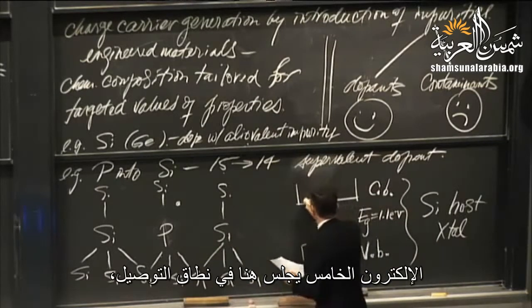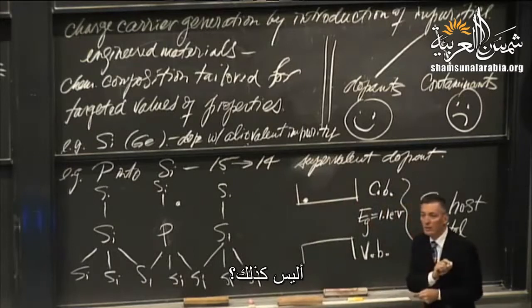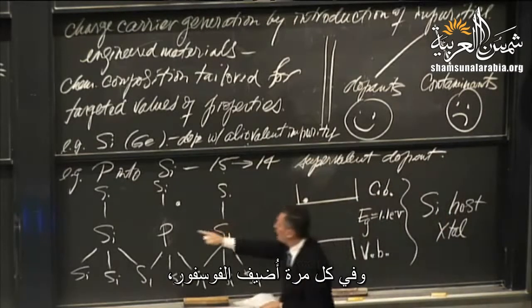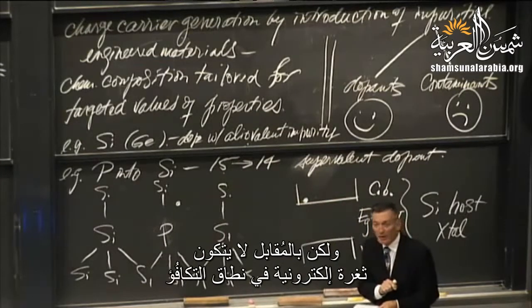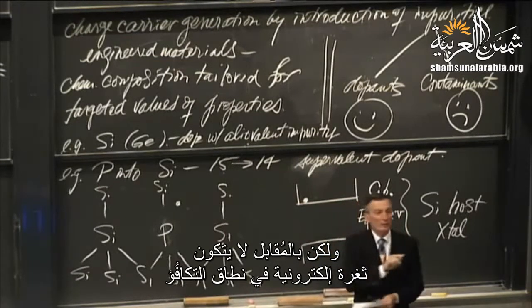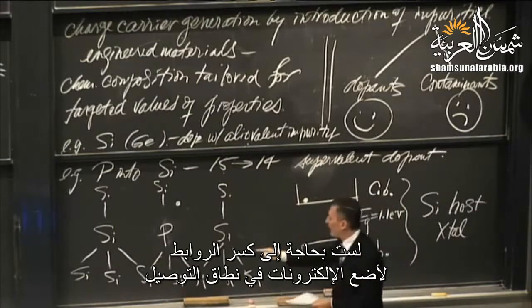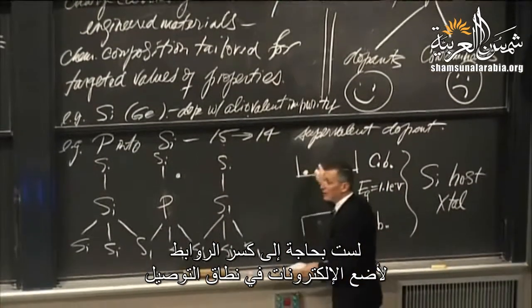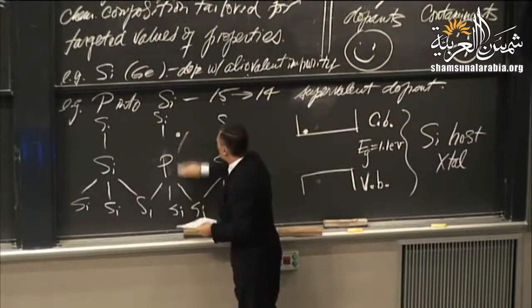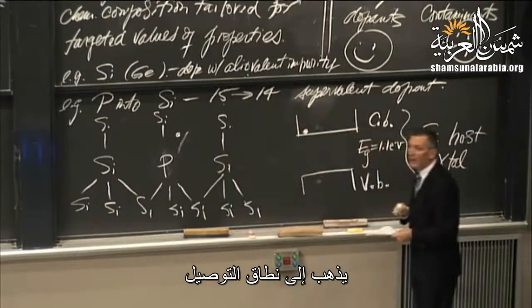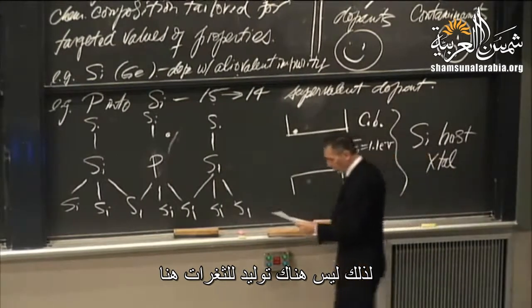This 5th electron sits up in here in the conduction band, doesn't it? And every time I introduce a phosphorus, I get a 5th electron that goes in the conduction band. But I don't have to generate a hole. I don't need to break bonds in order to put electrons in a conduction band, because the 5th electron's like the 5th wheel. You know, it goes in the conduction band. So there's no generation of holes here.